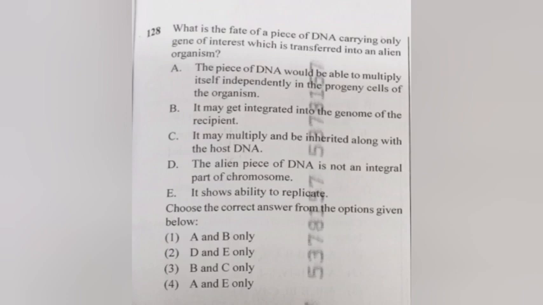128. What is the fate of a piece of DNA carrying only the gene of interest which is transferred into an alien organism? Choose the correct answer from the options given below. Answer 3. B and C only. That is, it may get integrated into the genome of the recipient. It may multiply and be inherited along with the host DNA.